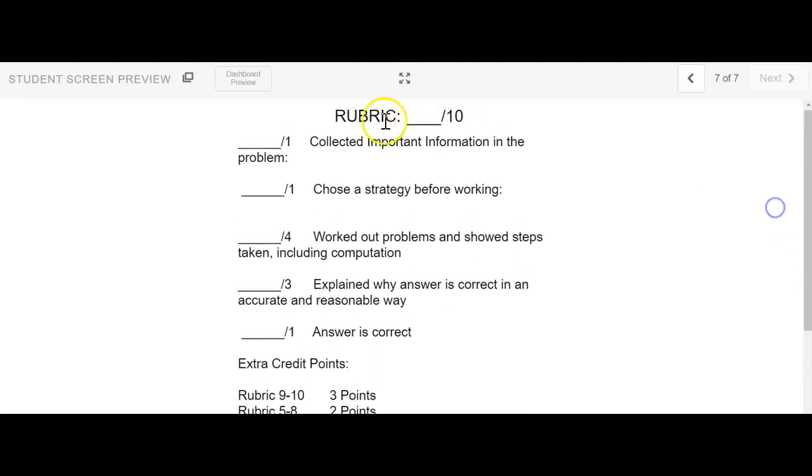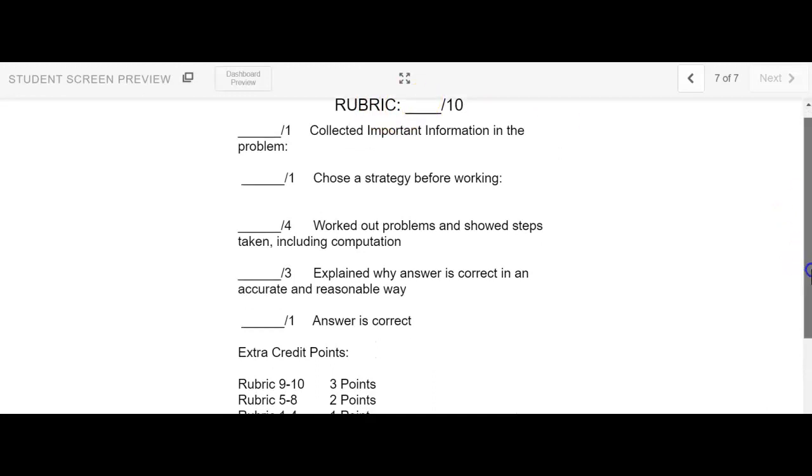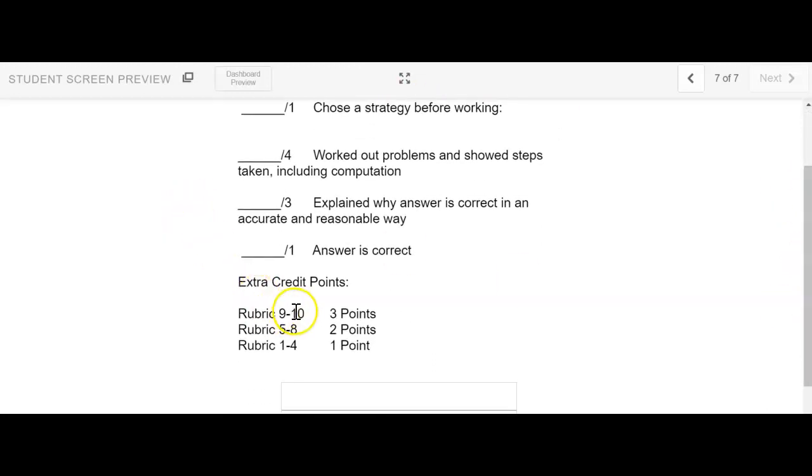You can get up to 10 points on the rubric, but for extra credit points, if you score 9 to 10 points, you get 3 points of extra credit. 5 to 8 points, you get 2 points of extra credit, and 1 to 4 points, you get 1 point of extra credit. It's important to note that this is optional and it is due the same time the test is due, which means the day after you take the test at midnight.